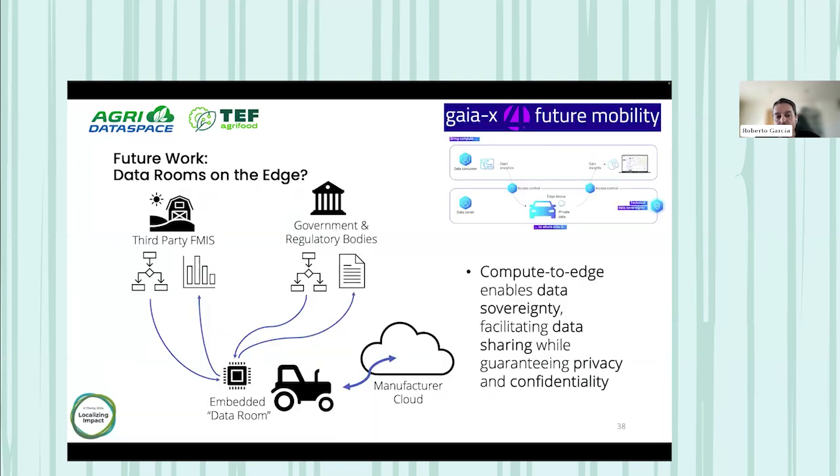We're also exploring going to the edge. So in some cases, maybe we're also interested in having these data rooms even in the devices or in the tractors that are operating on the field to provide that sovereignty to that level of detail.